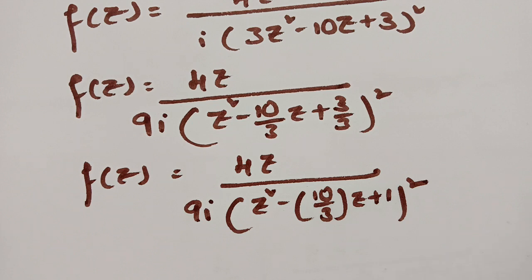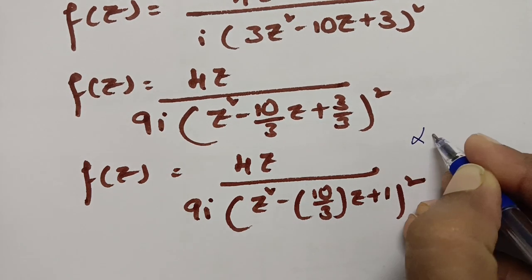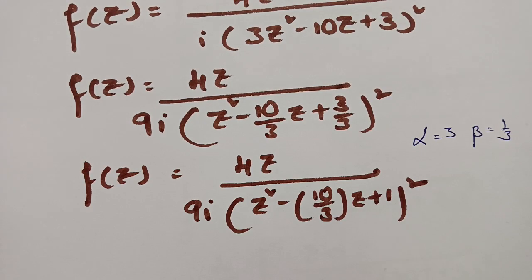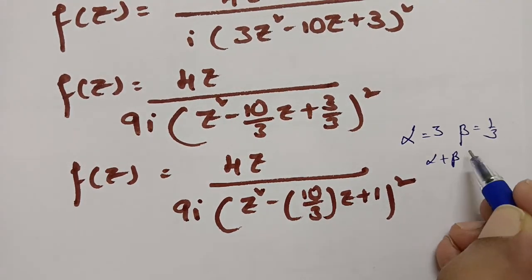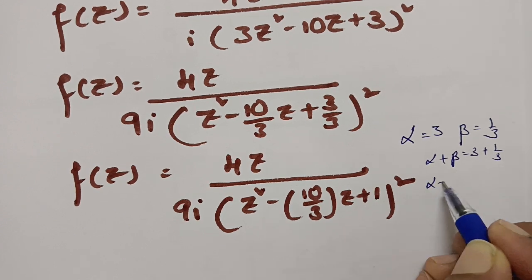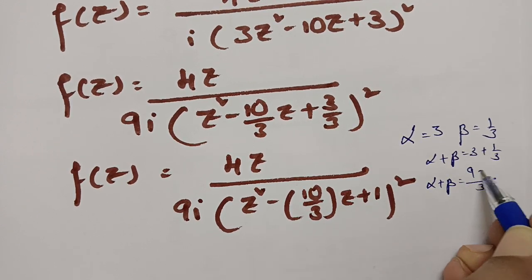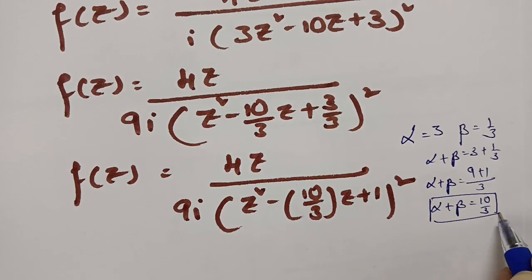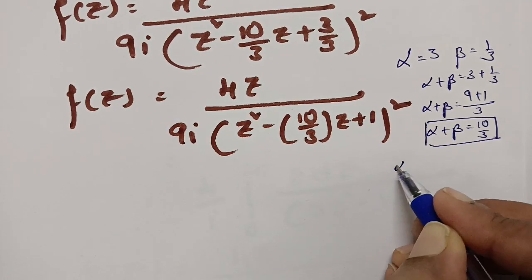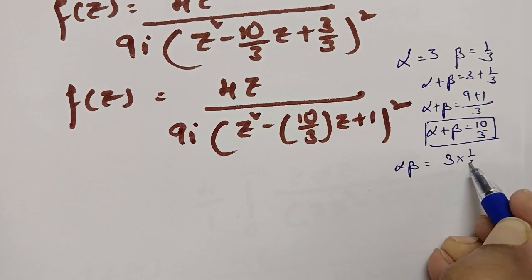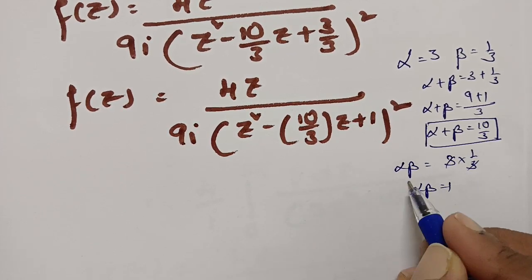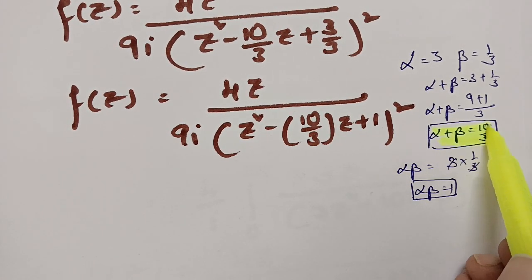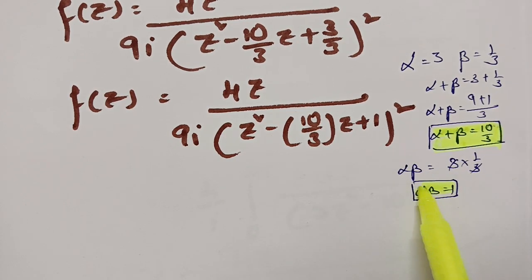Now I'll show you one thing here. The first pole here is alpha, which is 3, and the next pole here is beta, which is 1 by 3. If I add these two, alpha plus beta, this will be 3 plus 1 by 3. If I take 3 as LCM, this will be 9 plus 1, so alpha plus beta is equal to 10 by 3. Clear? And next, the product alpha into beta is nothing but 3 into 1 by 3. If I cancel, we get alpha beta as 1. Clear? The sum of the roots here is 10 by 3 and the product of the roots here is 1.